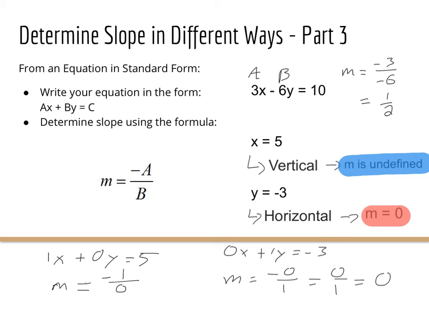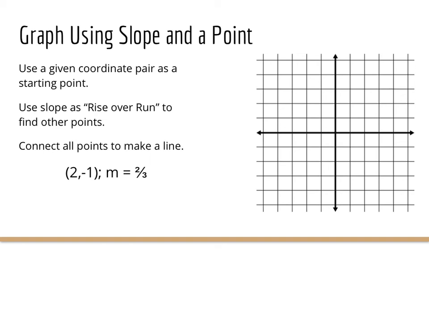Now let's use it. We can use slope and a point in order to graph an entire line and therefore find all the solutions to some equation, even if we don't have the original equation. What we do is we use a given coordinate pair as a starting point. And then we'll use slope as rise over run to find the other points. We'll connect all the points together to make a line. So I'm going to start with the point 2, negative 1.